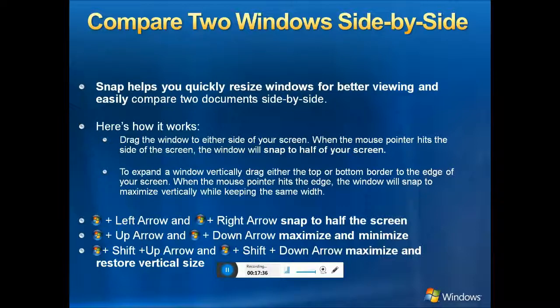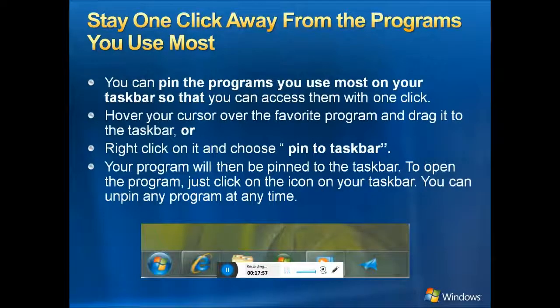Windows plus left arrow and Windows plus right arrow snap to either side of the screen. Windows plus up arrow and Windows plus down arrow maximize and minimize the screen. Windows plus shift plus up arrow and Windows plus shift plus down arrow maximize and restore the vertical size.